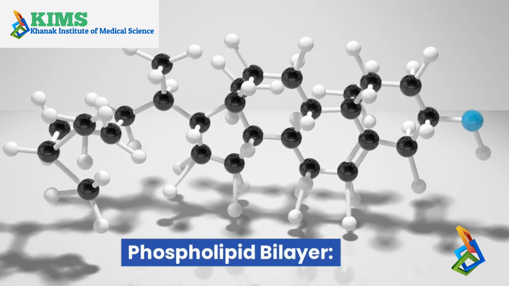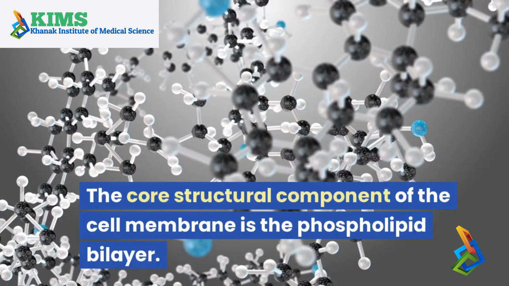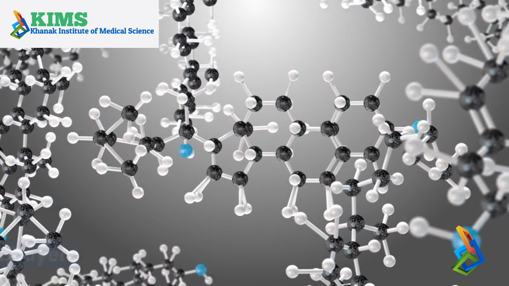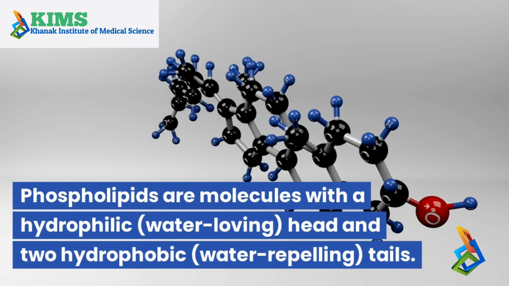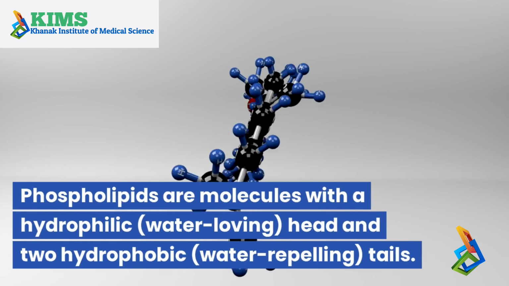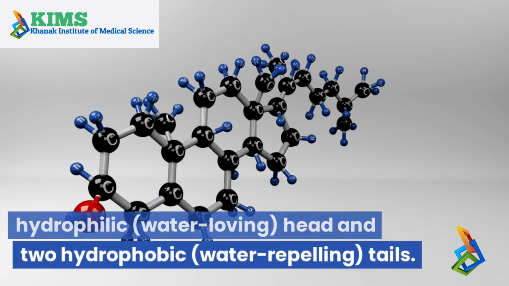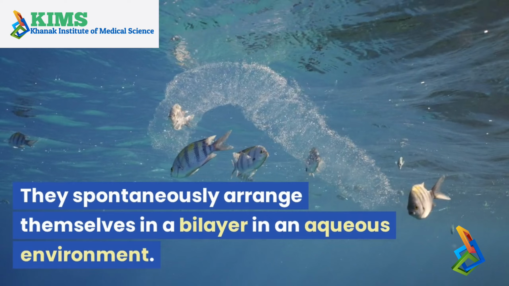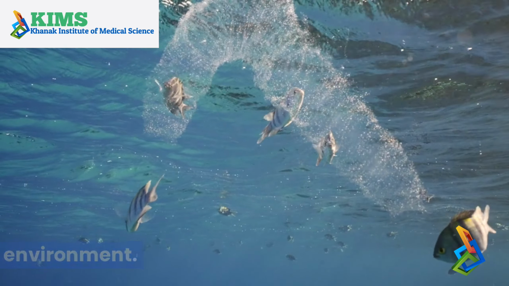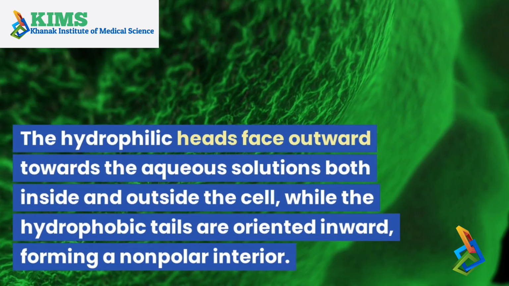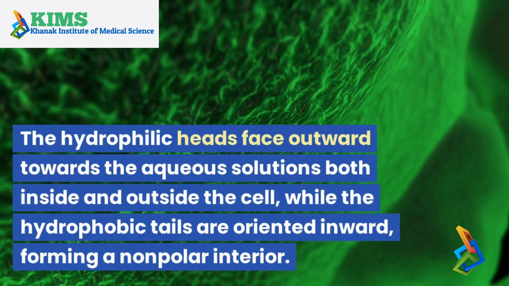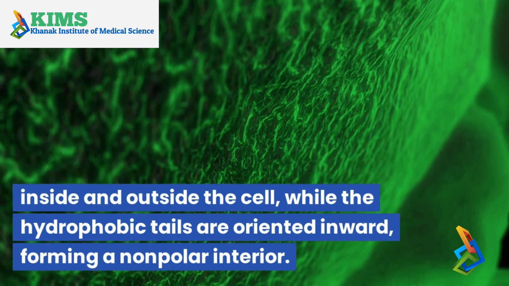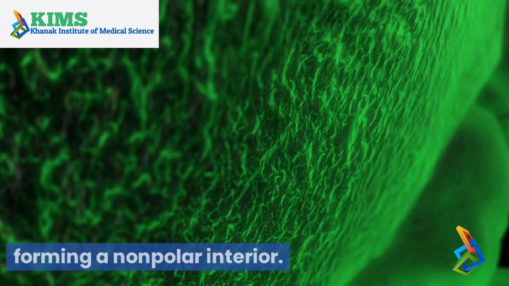1. Phospholipid bilayer. The core structural component of the cell membrane is the phospholipid bilayer. Phospholipids are molecules with a hydrophilic, water-loving head and two hydrophobic, water-repelling tails. They spontaneously arrange themselves in a bilayer in an aqueous environment. The hydrophilic heads face outward towards the aqueous solutions both inside and outside the cell, while the hydrophobic tails are oriented inward, forming a nonpolar interior.